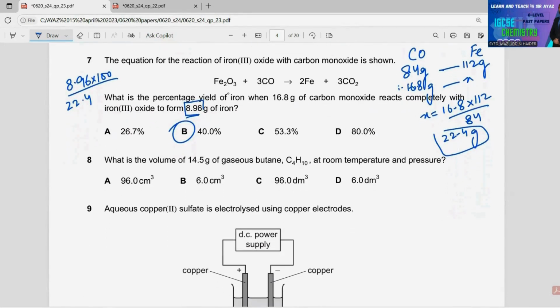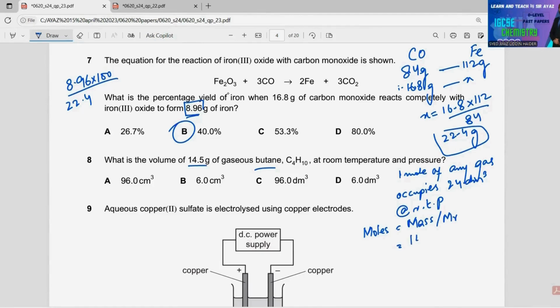8. What is the volume of 14.5 gram of gaseous butane C4H10 at room temperature and pressure? You know that 1 mole of any gas occupies 24 dm cube at RTP. RTP is room temperature and pressure. So we need to convert this mass of butane into moles. So moles of butane, you know the formula, mass divided by Mr.